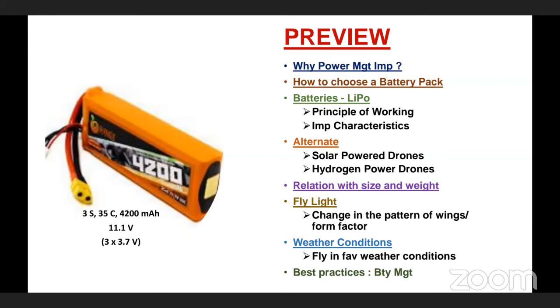Then I will also throw some light on the alternatives to these LiPo batteries, that is, solar powered drones and hydrogen powered drones, and if we are not using these batteries, then how to use the other alternatives. Then what is the relationship with size and weight, how to fly light. I will also cover the weather conditions in high altitude areas, how to fly those drones, and at last the best practices as far as LiPo battery management is concerned.